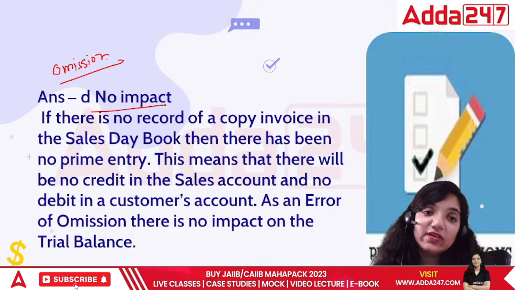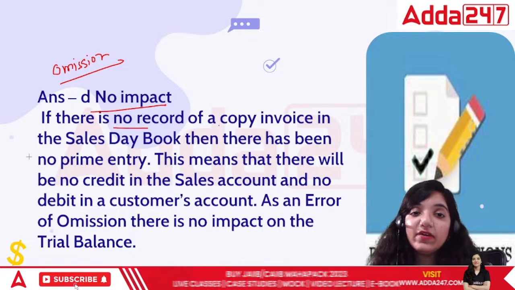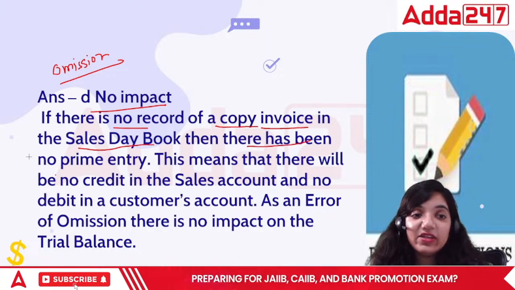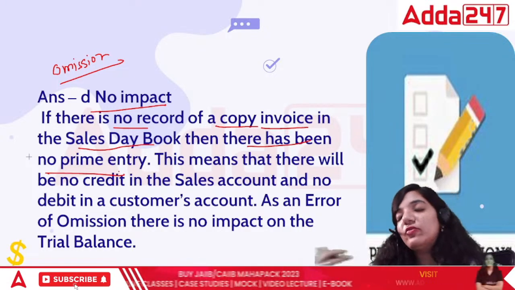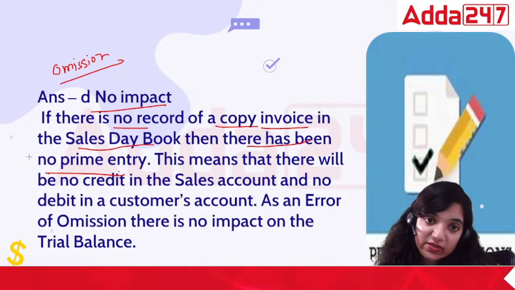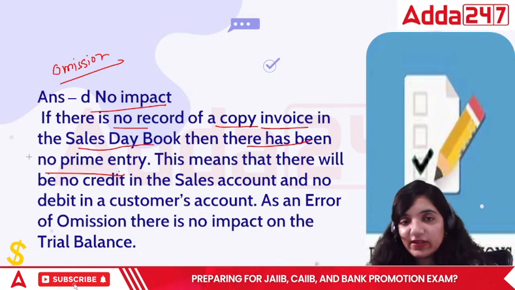That is omission. There is no record of a copy invoice in the sales day book. Then there has been no prime entry. So this is an error of omission and a complete omission. It's not partial. Partial is if you record only half of it. And complete is when you record nothing of it.